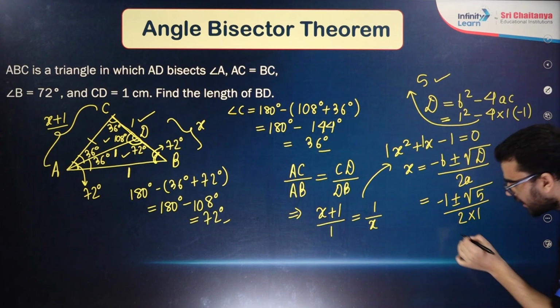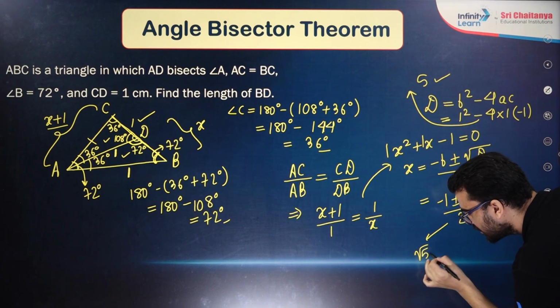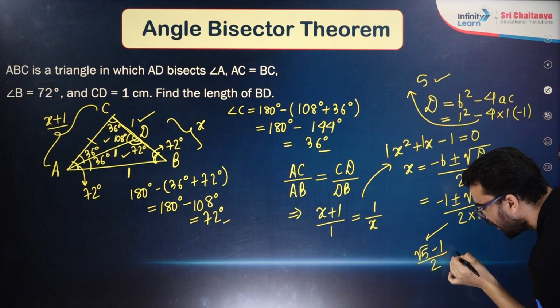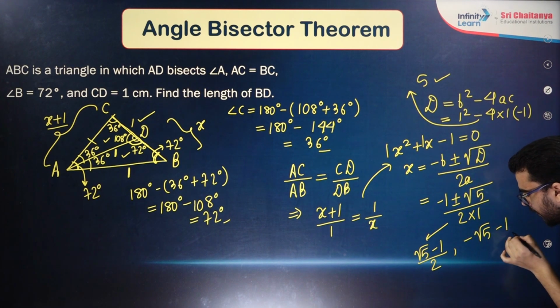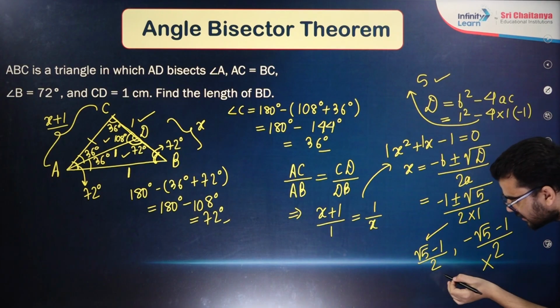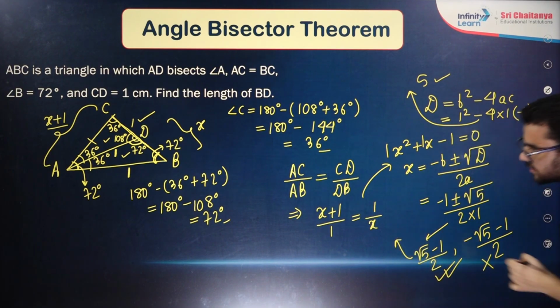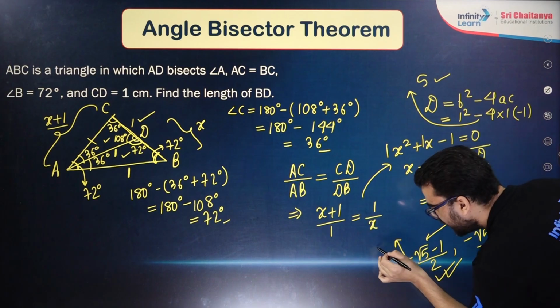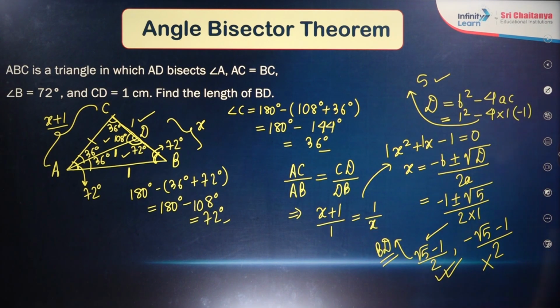So two values you'll get from here, guys. One value is root 5 minus 1 by 2. And another value is minus root 5 minus 1 by 2. Now you see, X is a length. It can't be negative. You'll neglect this. So root 5 minus 1 by 2 centimeter is the answer. This is the length of BD over here as per the question. I hope this is clear, guys.